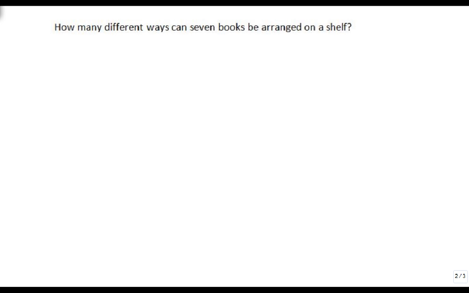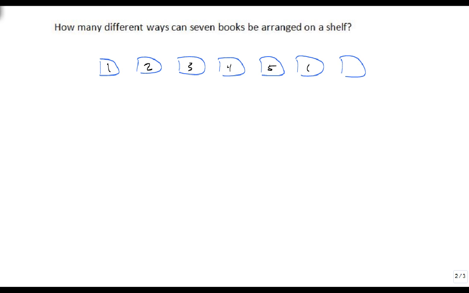So how many different ways can 7 books be arranged on a shelf? So we have 7 different books, and then we've got 1, 2, 3, 4, 5, 6, 7 slots. So our first decision says we have 7 slots to choose from, so that's 7 possible choices. And let's suppose that we just put the first book there.